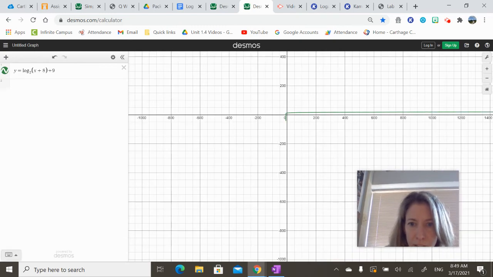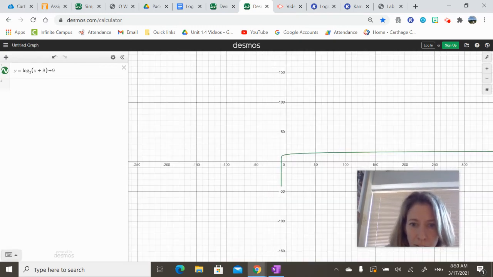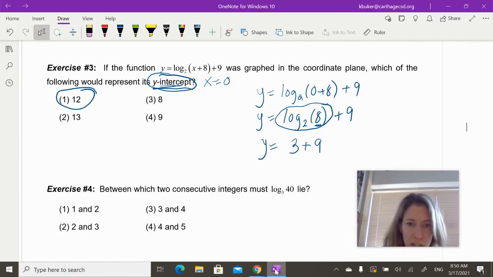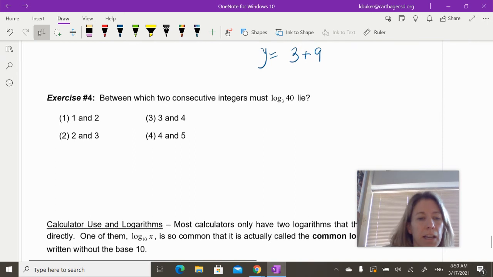It shows me the graph, and I can just click on that point, and it gives me the y-intercept of 12. So that's the other way to do it. Functions, miscellaneous will give you the ability to change the base for the log. All right, next one. There's one like this on your homework, I believe.